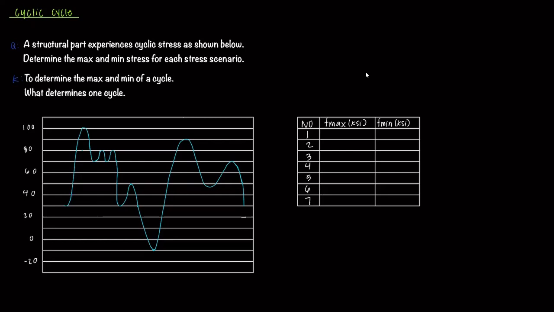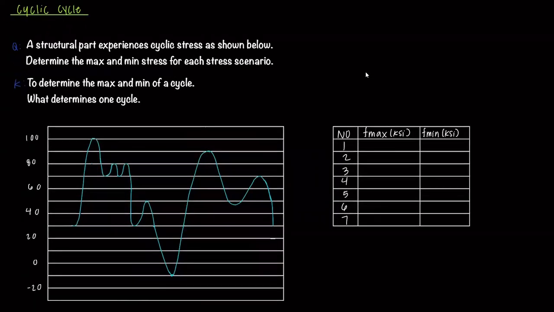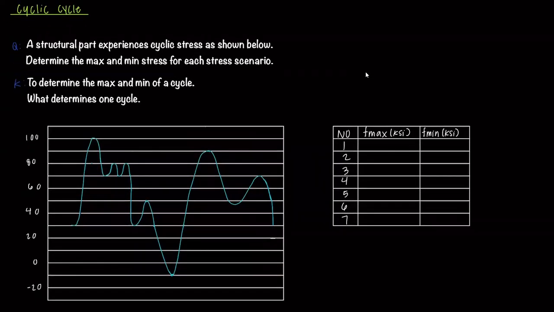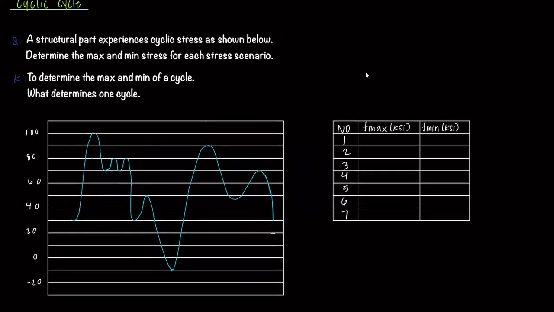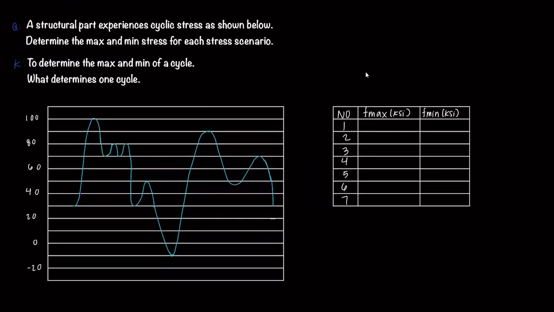Today we're going to go over an Aero 3271 question. It'll be a nice, quick, and easy one, so let's get to it. The question is asking us, if we have a structural part that experiences cyclic stress as shown below, determine the max and min stresses for each stress scenario.